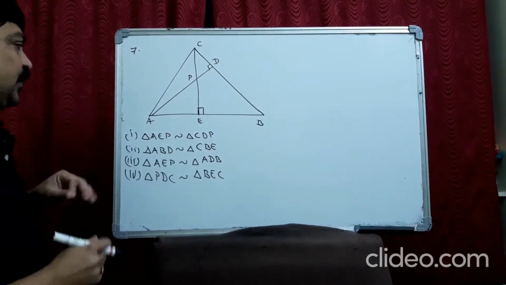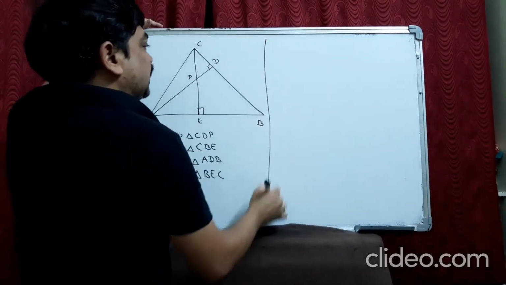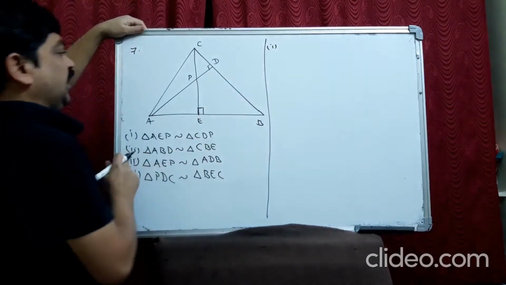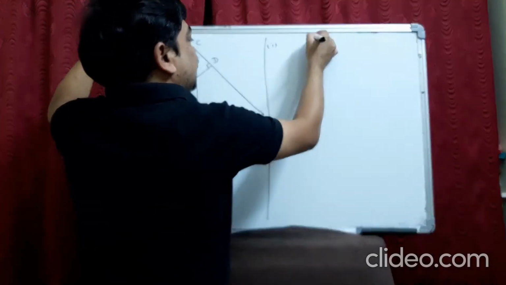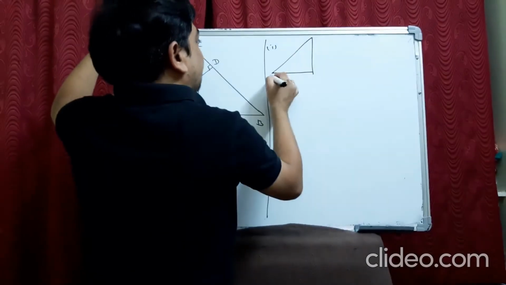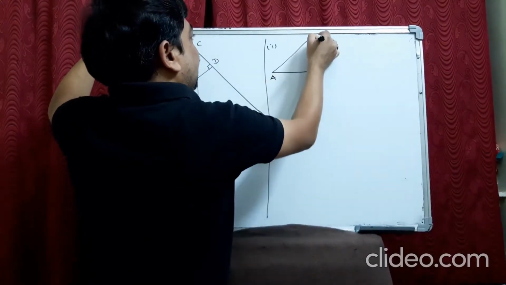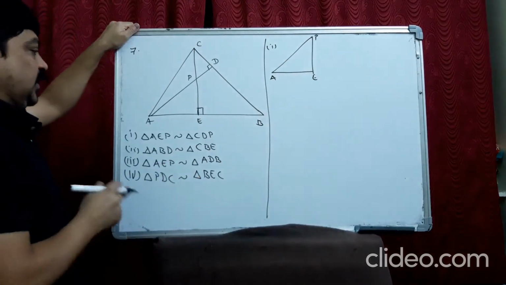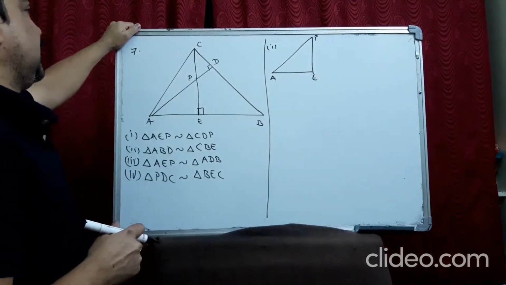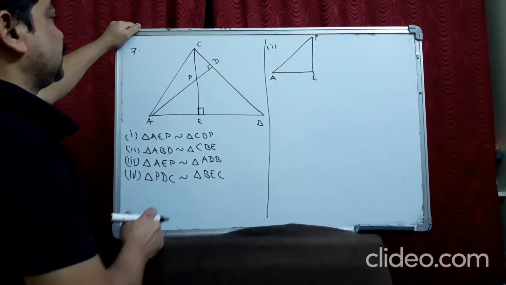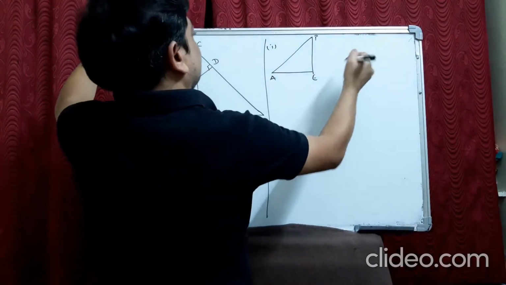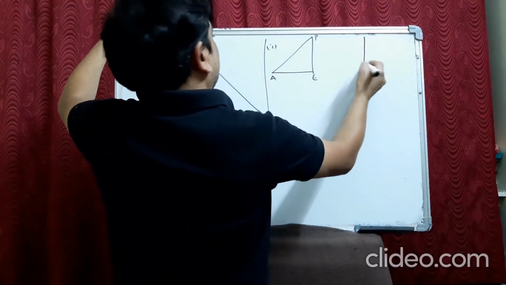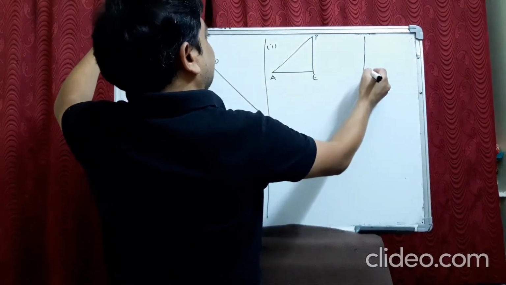So, let us see. When you are considering each one, we consider triangle AEP. When I see AEP, let us draw AEP like this. If you draw separately like this, it will be easy for us to compare the sides and angles. AEP and CDP. Let us take CDP. Okay, CDP. So, in CDP, at D it is 90.